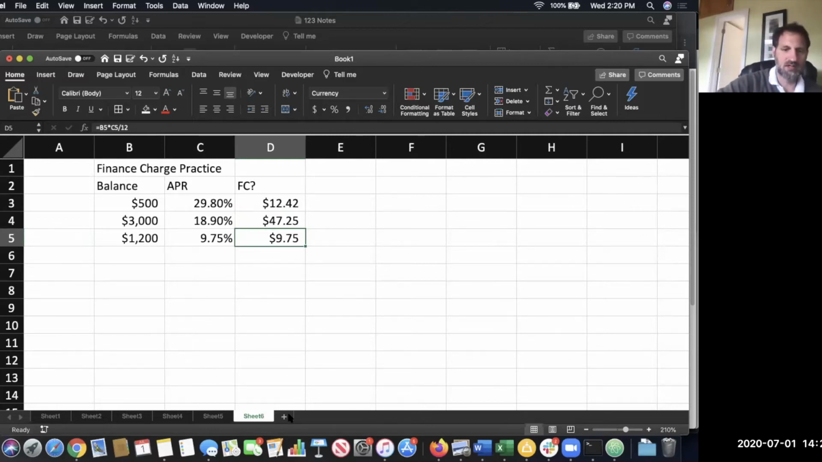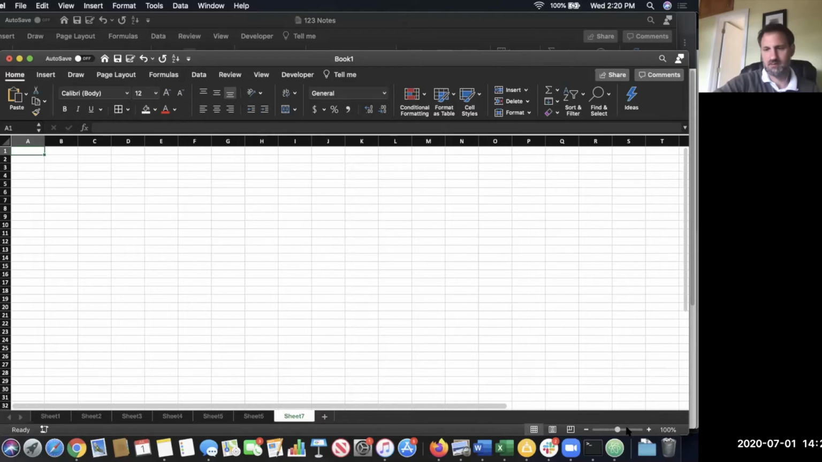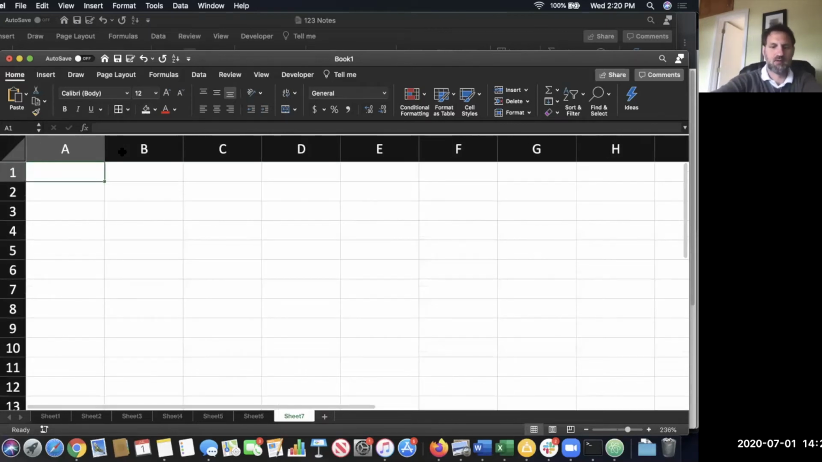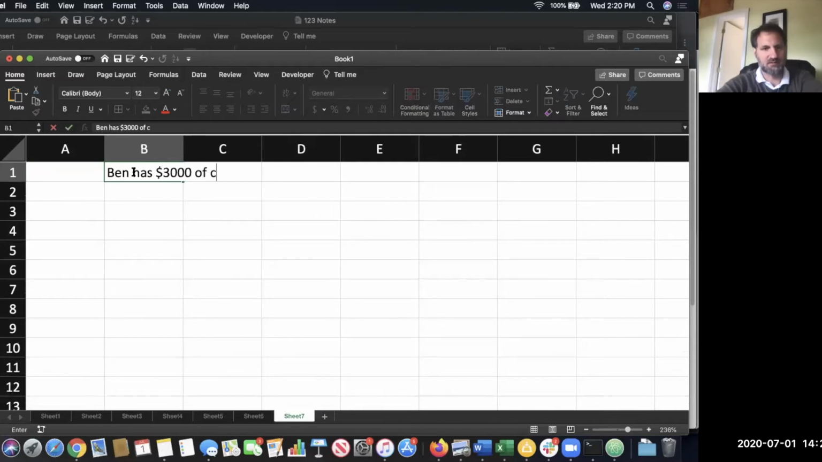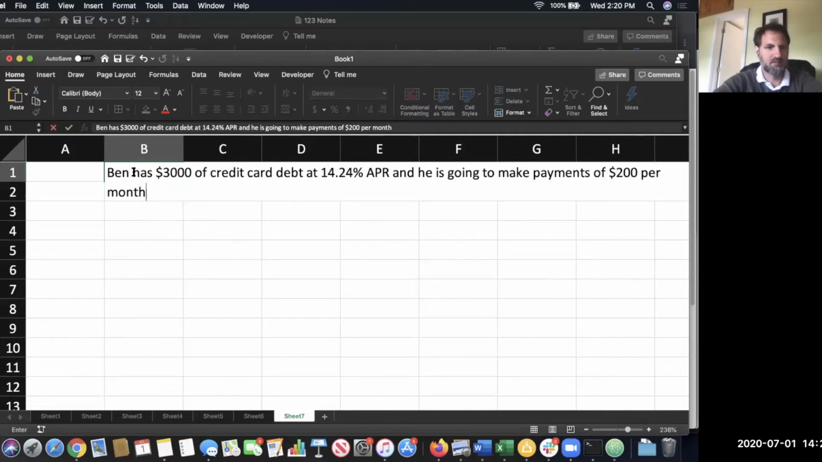Now, where we want to go is we want to do something more complex, like Ben has $3,000 of credit card debt at 14.24% APR, and he is going to make payments of $200 per month. Where will he be after 3 months?